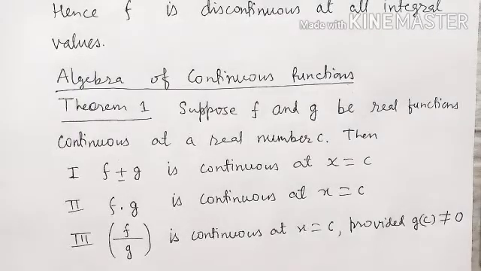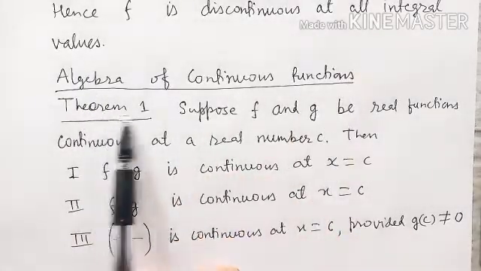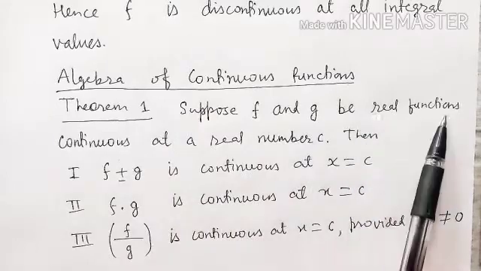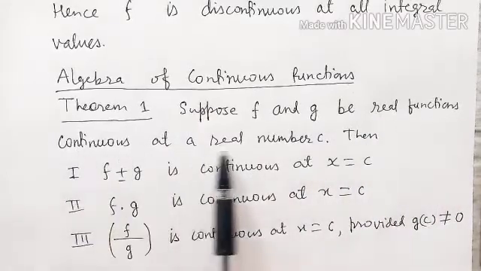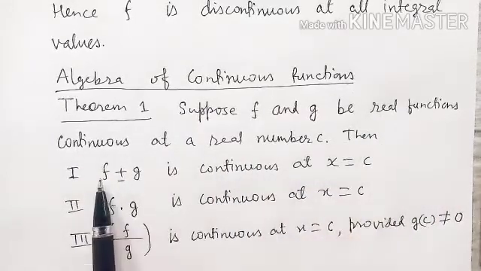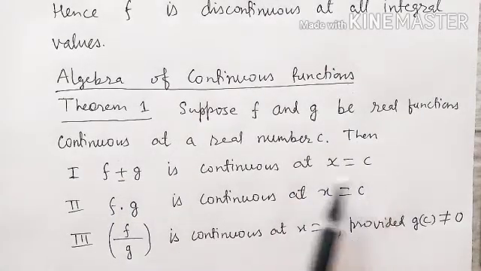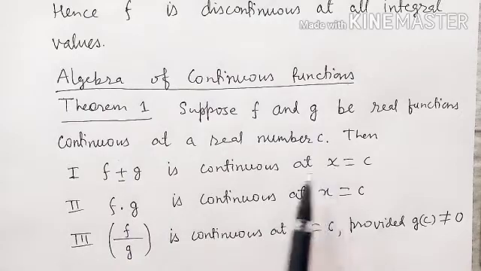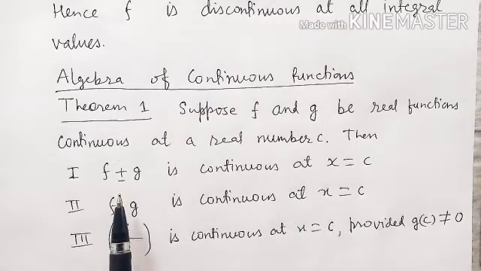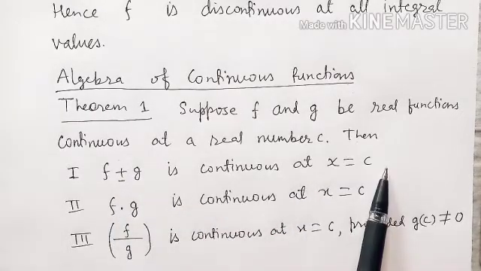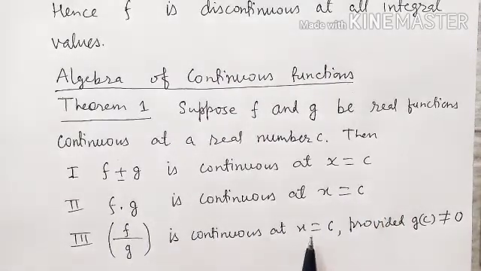Now algebra of continuous functions. Theorem 1. Suppose f and g are real functions continuous at a real number c, then first f plus minus g is continuous at x equal to c, meaning the sum of the functions is continuous at x equal to c, and also the difference of the functions is continuous at x equal to c. Their product is continuous at x equal to c. Their quotient is continuous at x equal to c, provided the denominator is not equal to 0.